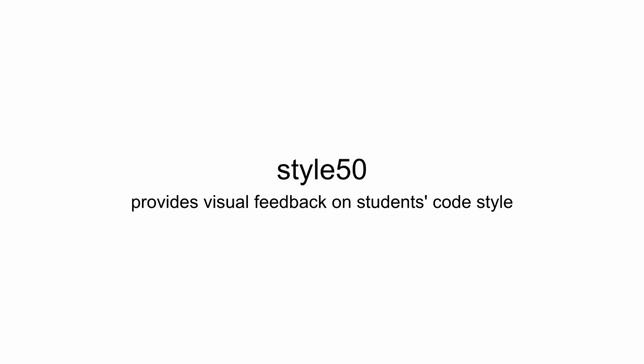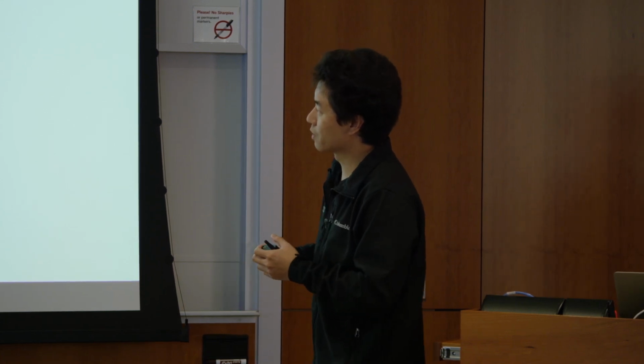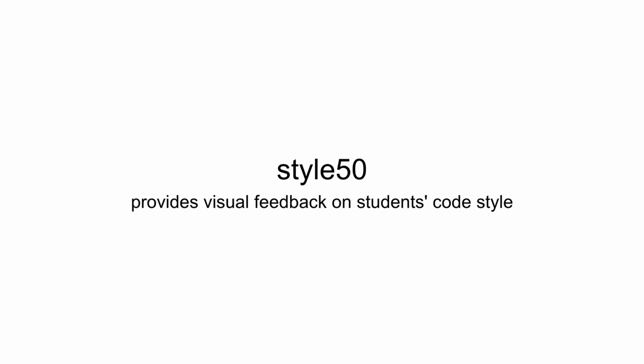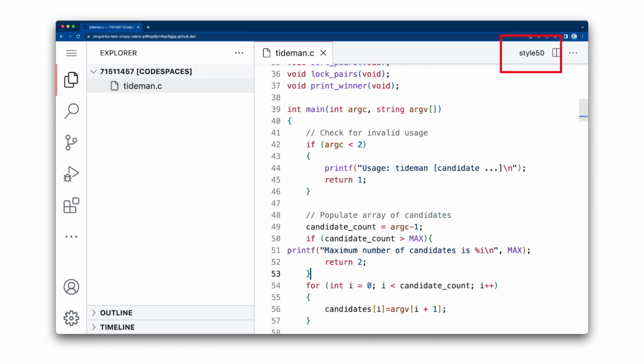Okay, next tool. It's called Style50. It used to be a command line tool, if some of you already know about it. But from this semester on, since we are using Codespaces, Style50 now becomes a VS Code extension on Codespaces. What it does is it provides visual feedback on students' code style. So let's say I have a file, and I have some really funny formatting here, which is not a good code style. So students will be able to just click Style50 on the top right-hand corner.